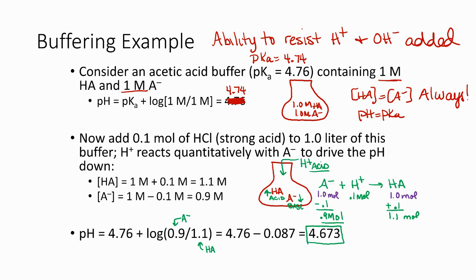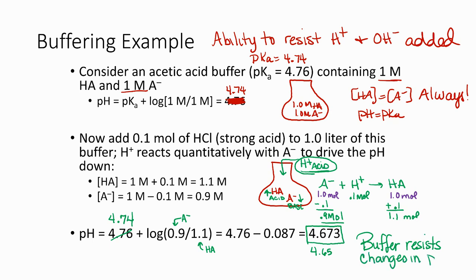It went from 4.74, and then let me calculate it with that correction there. 4.65 is what I got with the correction of that pKa. So it does go down. The pH does go down because you added H plus. It just doesn't go down by a lot. So what we're seeing here is that the buffer resists changes in pH.